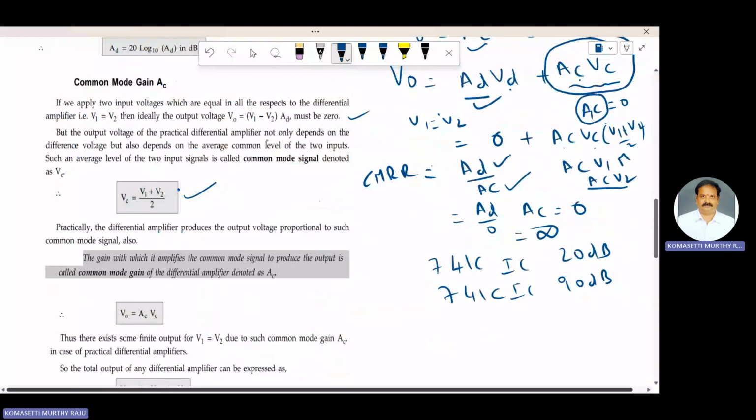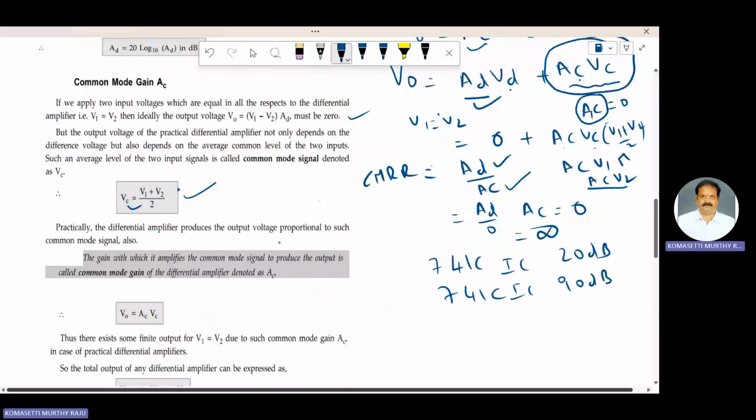But the output voltage of the differential amplifier not only depends on the difference voltage, that means V1 minus V2, but also depends on the average common level of the two inputs. Average common level of the two inputs means the common mode signal. Such an average level of the two input signals is called the common mode signal. That is VC. VC is equal to V1 plus V2 by 2.